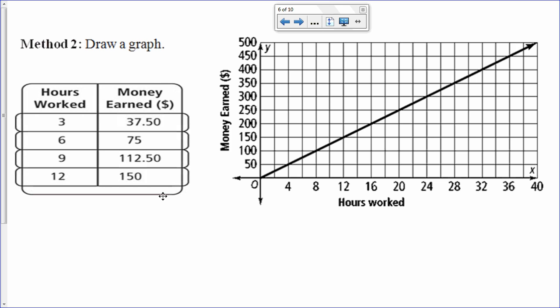Once you've plotted the points that were given to you, you're going to take a ruler, line up your dots, and extend the line out. When we do that, we can go down to 40 hours worked and go up and see how much money she made. And that would be $500. Either way, you're going to get the same answer. However, writing an equation is going to be quicker.